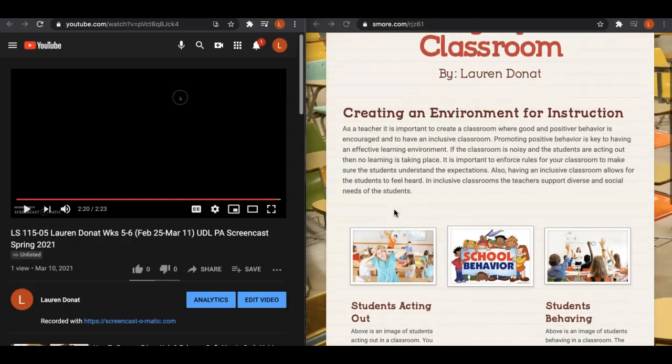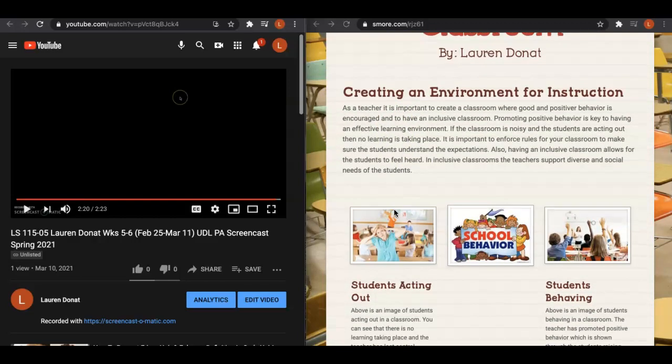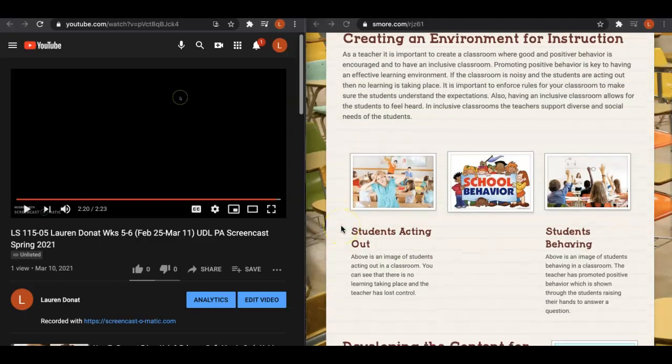Now if we scroll down a little bit, we can see a couple of different pictures of different students' school behavior. There are different scenarios that can happen depending on the environment of the classroom. If the students are acting out, then above is the image of students acting out in the classroom. You can see that there is no learning taking place and the teacher has lost control. The students are throwing desks, throwing everything. There's no system or anything.